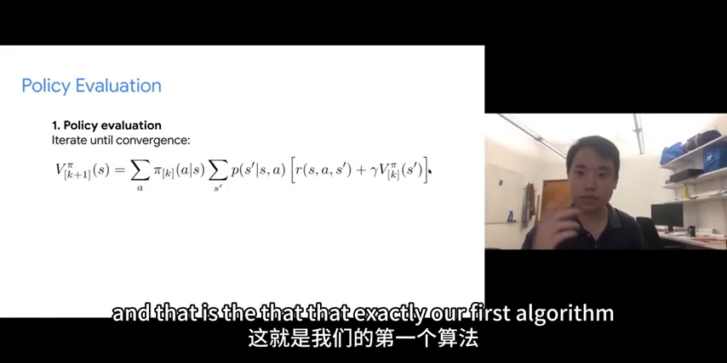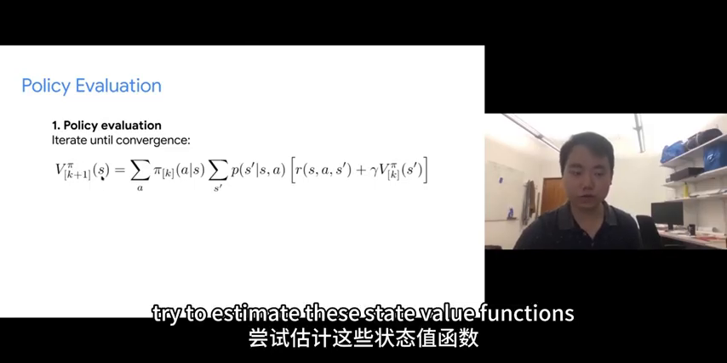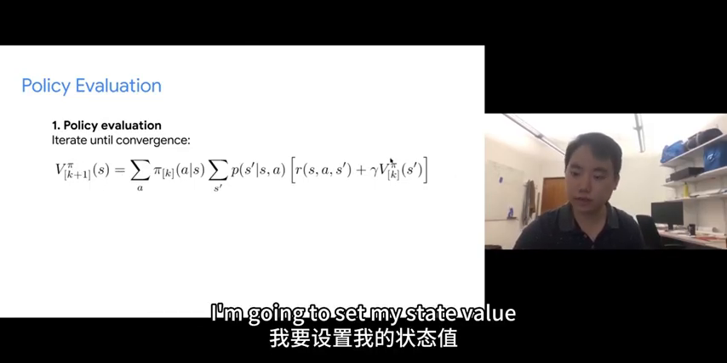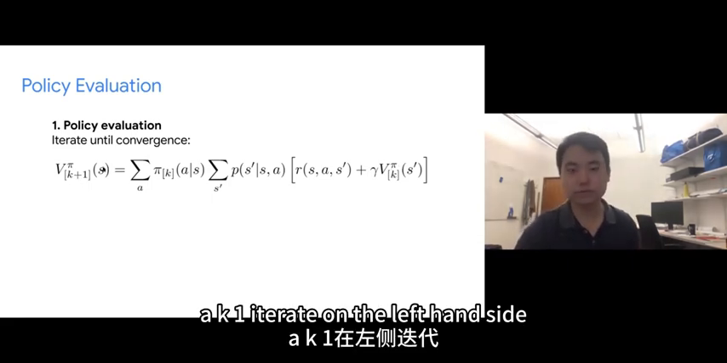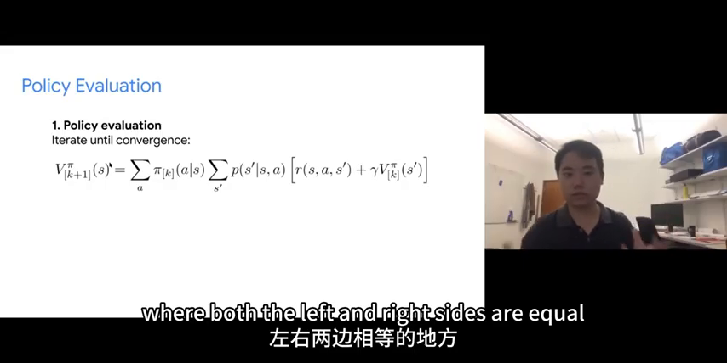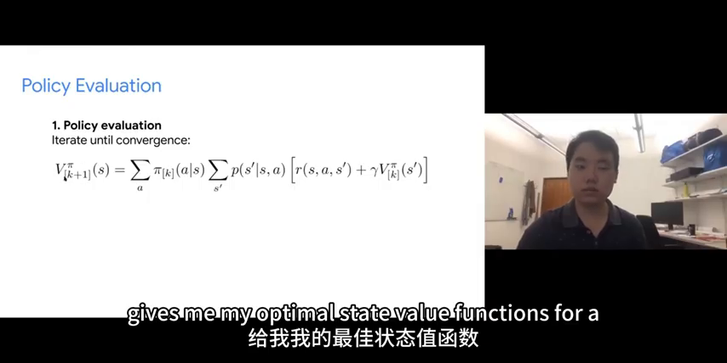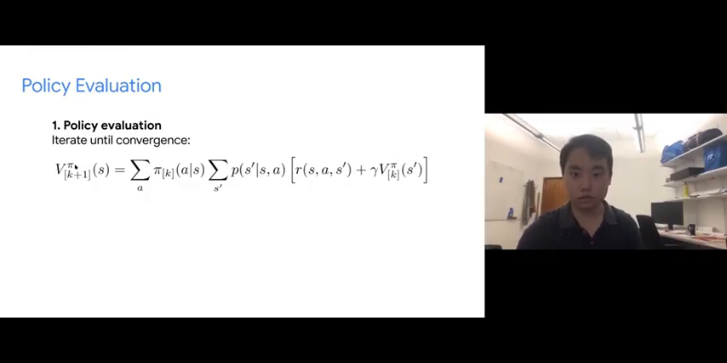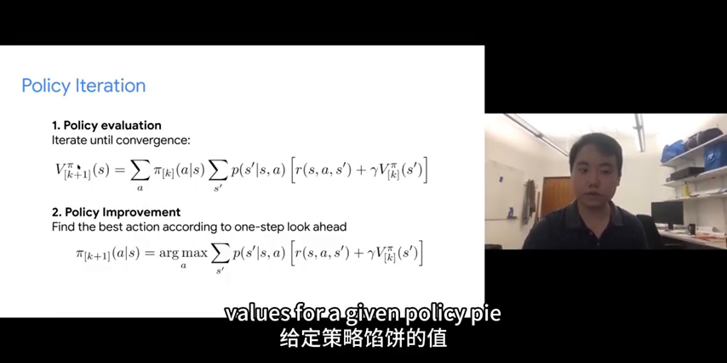And that is exactly our first algorithm. The first algorithm would try to estimate these state value functions using this iterative method. So at iteration k, I'm going to set my state value estimates on the right-hand side and try to compute a k plus 1th iterate on the left-hand side. I'm going to iterate until I converge to the true values, where both the left and right sides are equal. And this gives me my state value functions for a given policy pi.